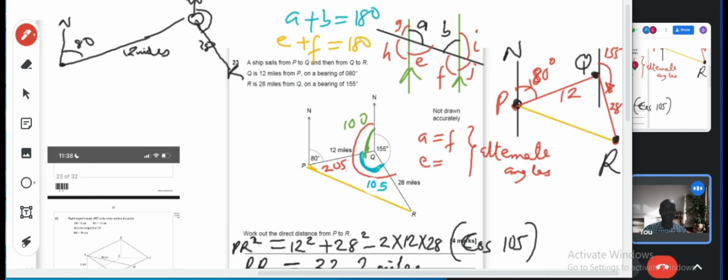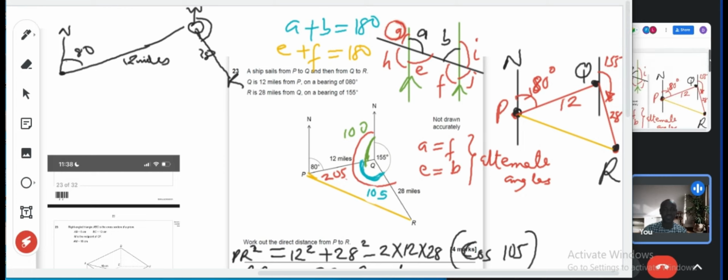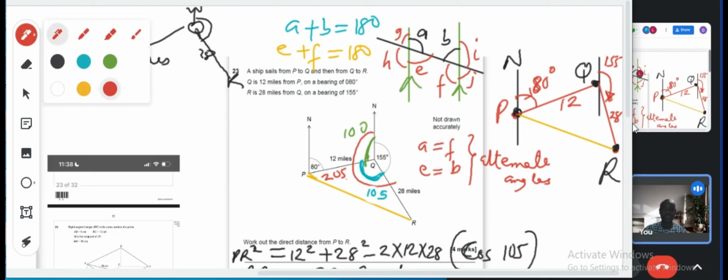This is usually very important in solving bearing. You need to know which ones are corresponding. If I pick G, you will pick B. If I pick H, you pick F, isn't it? If I pick A, you pick I. If I pick E, you pick J. So give me the corresponding angles again.